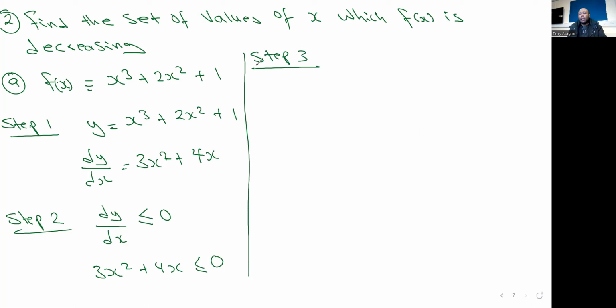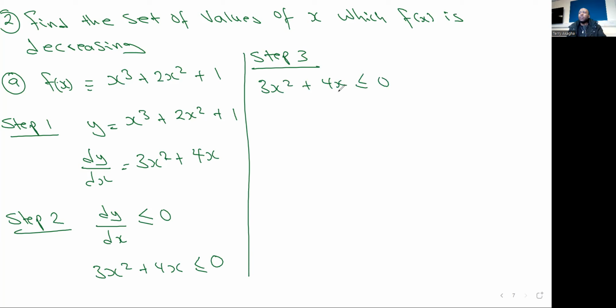Now, if you look at this, the first thing you will notice is that this is also a quadratic inequality. So please go back to my video and watch how to solve quadratic inequalities. It's very important. I have steps and rules on how to solve quadratic inequalities and linear inequalities, and it's very important you review that video series before you come here. So we have 3x squared plus 4x is less than or equal to 0.